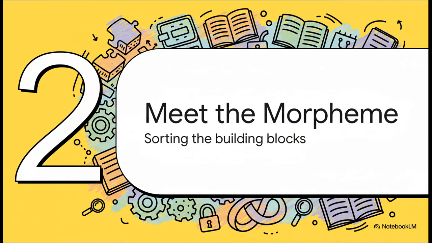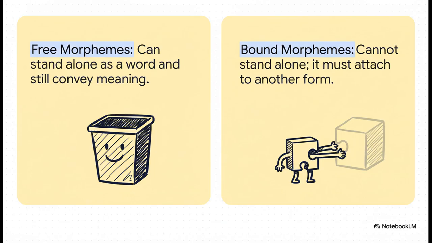Okay, so here's the crucial point. Not all these building blocks are created equal. They actually behave in very different ways, which means we need to start sorting them. We can pretty much put all morphemes into 2 main bins. On one side, we've got free morphemes. These are the ones that can be words all by themselves. On the other side, we have bound morphemes, which are a bit clingy. They have to be attached to another morpheme to do their job.